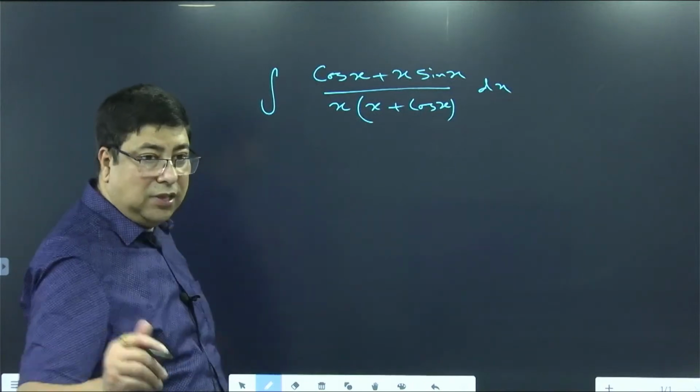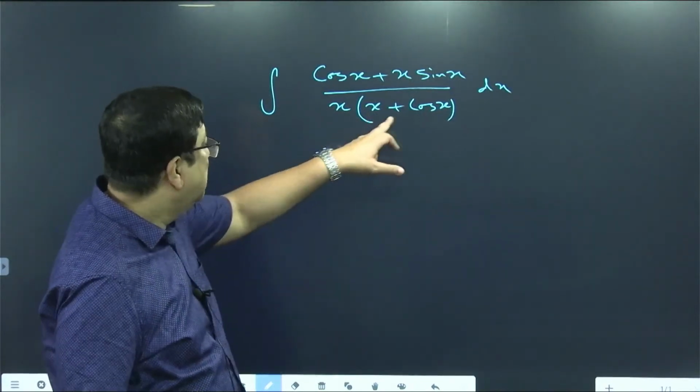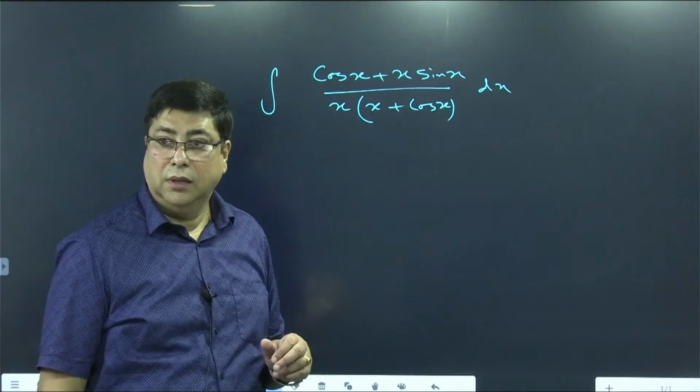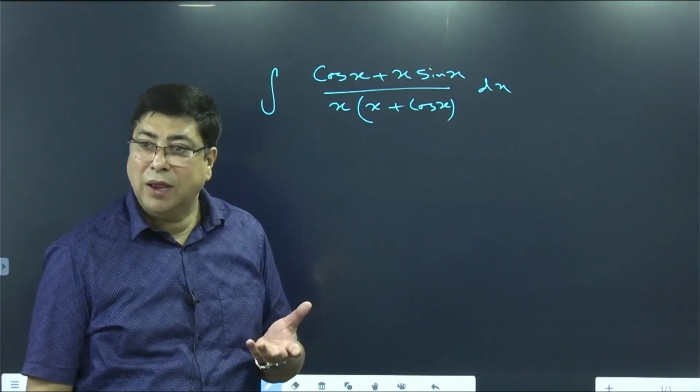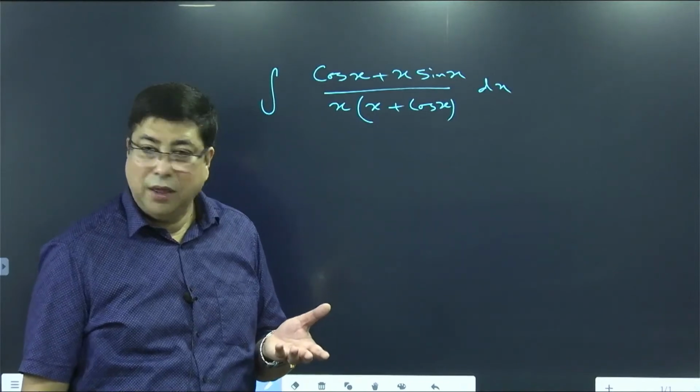First of all, say this: x plus cos x. If we take x plus cos x as t, what is coming? 1 minus sin x. It is not present.